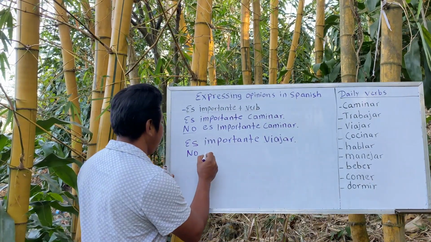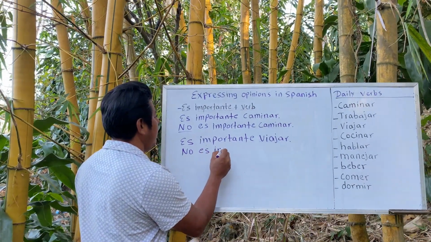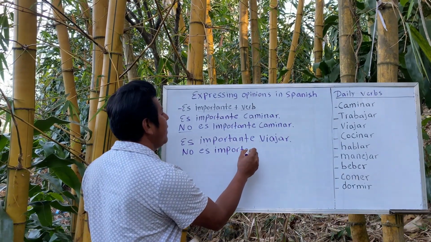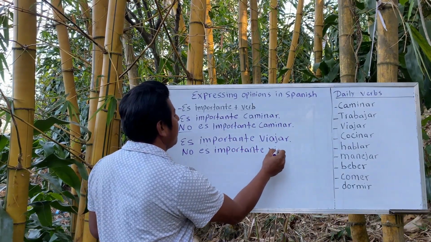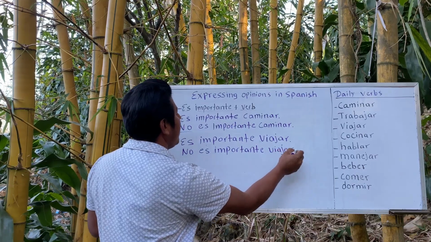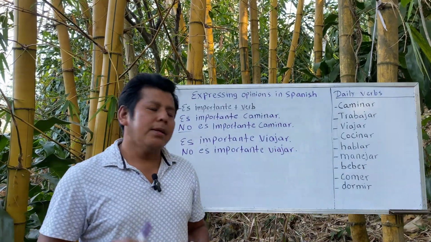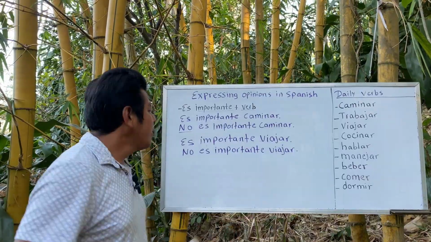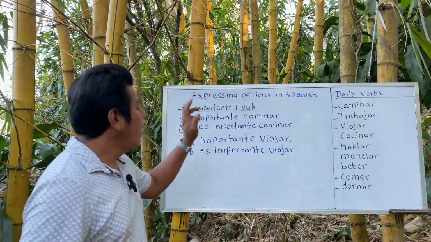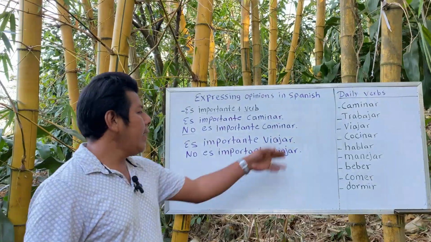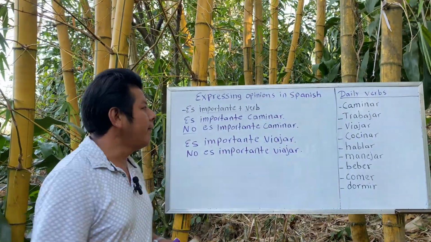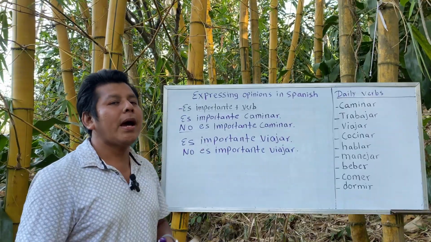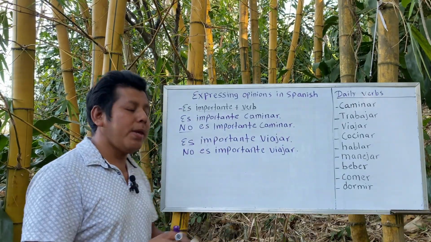No es importante viajar. So I can say es importante viajar, and you can say no, no es importante viajar. So we have two sentences, affirmative and negative. That's excellent. So let's advance with the next way how we can express opinions.